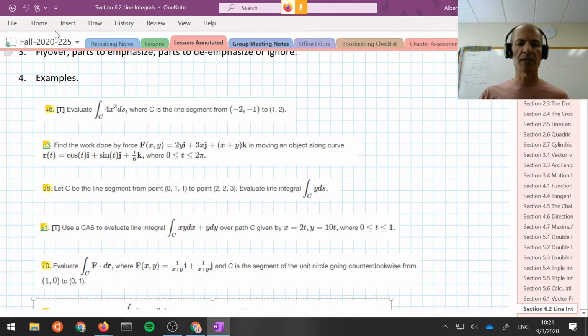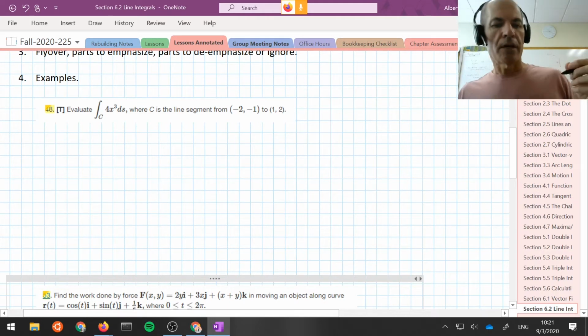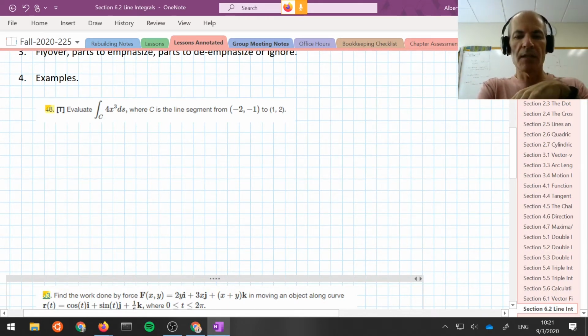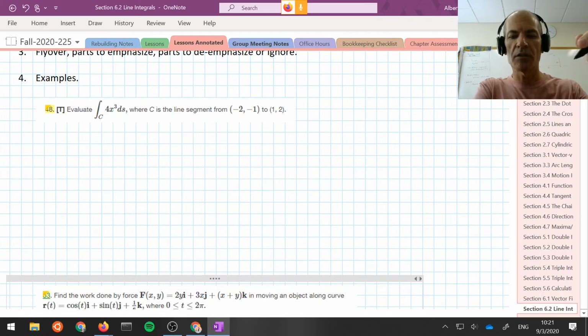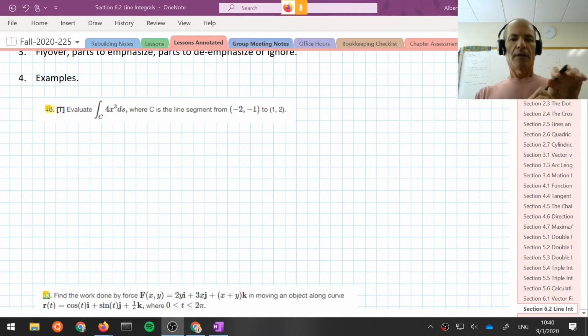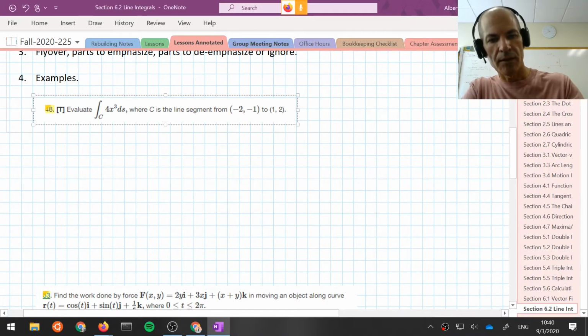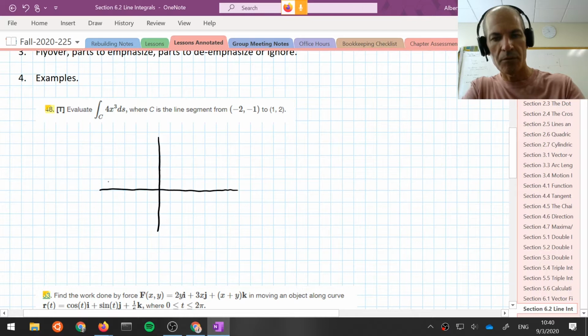In exercise 48, we're just computing a scalar line integral with no eye towards application to start out with. Okay, remember how this works. C is the line segment from -2, -1 to 1, 2. I usually start by plotting. All right, so we want to start with a sketch, and we'll just plot these 2 points and plot the path that connects the two.